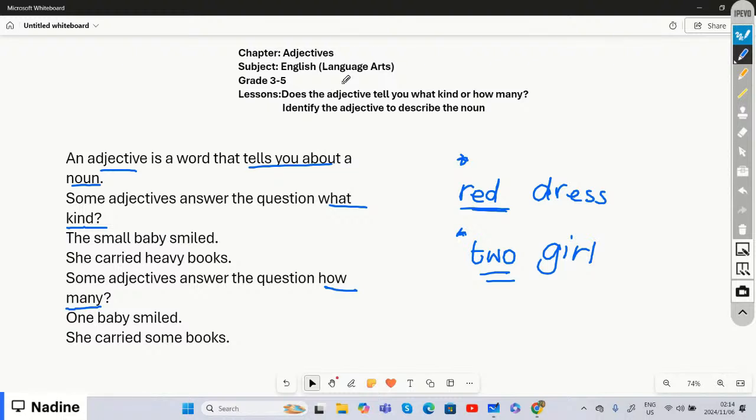All right. Two girls, it shows how many. It can be two girls, one girl, five girls. That shows how many. Yes, shows what kind.